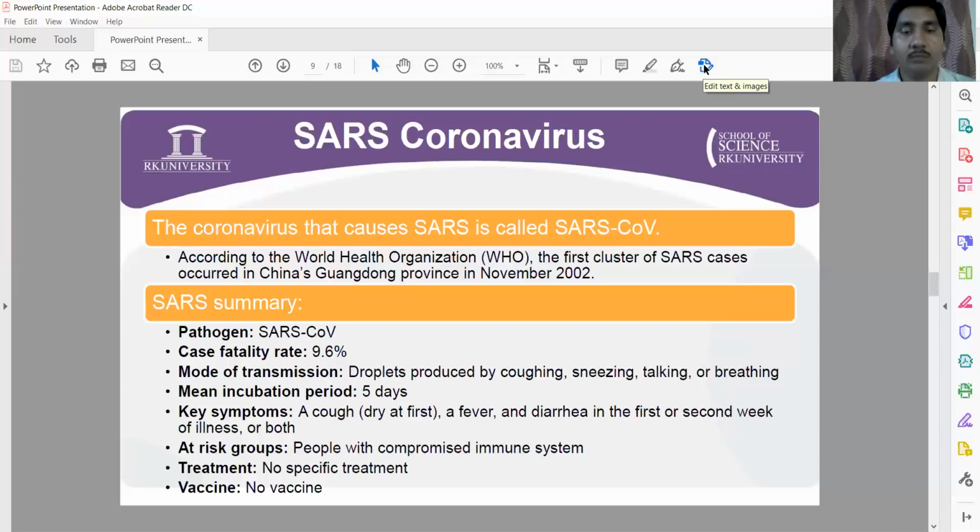The minimum incubation period of the virus was 5 days in case of SARS, and the key symptoms of the disease were a dry cough first and later on, along with cough, a fever, and diarrhea in the first or the second week of illness, or both. The risk group were the people who had a compromised immune system. There was no treatment for SARS. There was no vaccine. As of now, there is no vaccine for SARS.